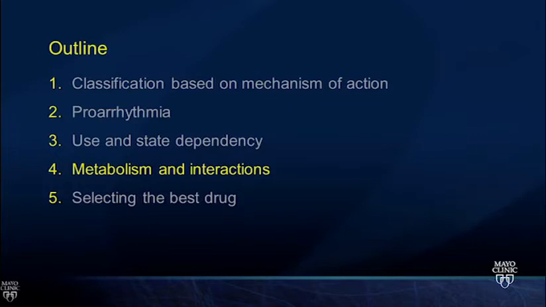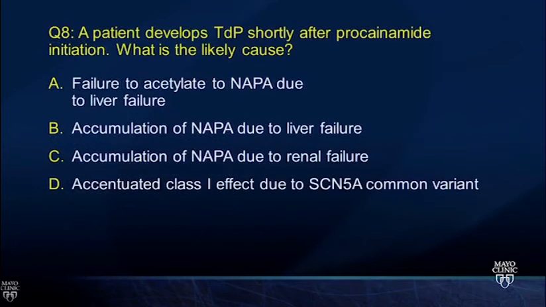Now, the metabolism and interactions are something that can be tested. There won't be a lot of questions, but these are the questions where you either know the answer or you don't. So let's look at this question. A patient developed torsades after procainamide initiation. What is the likely cause?